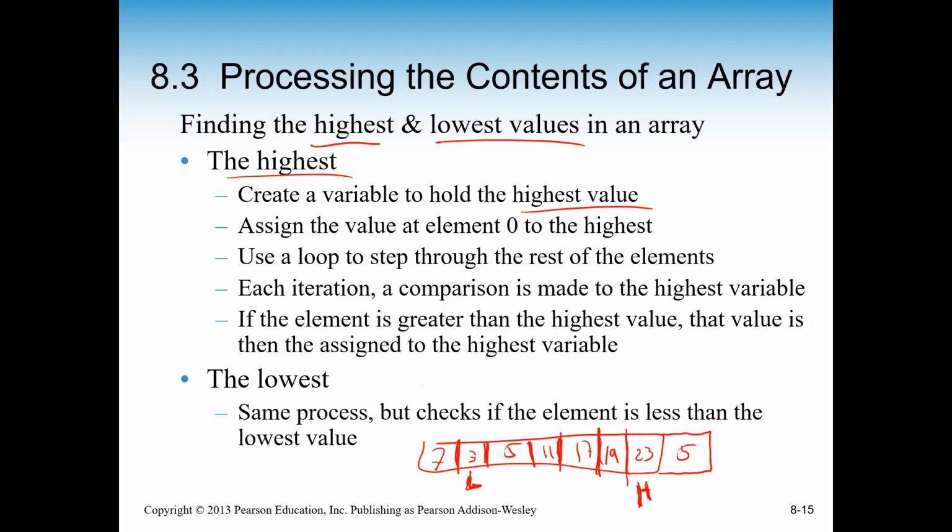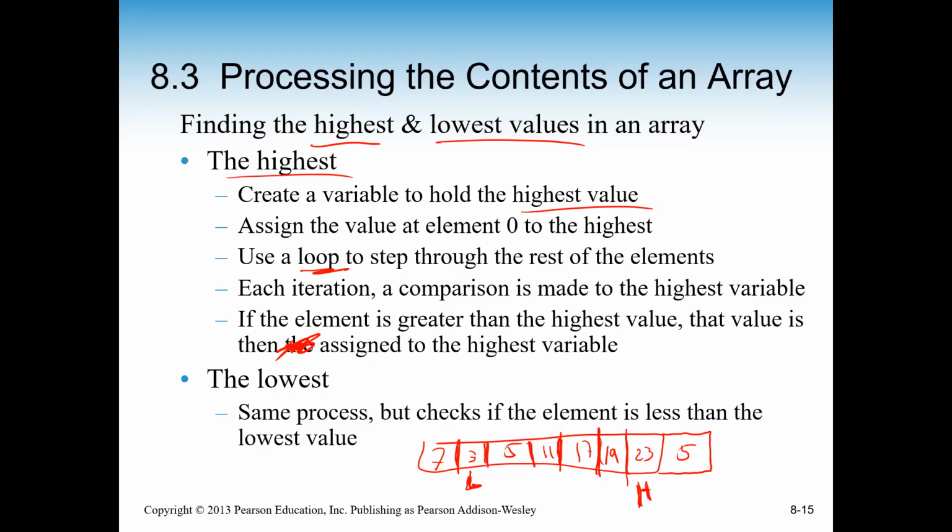But in this example, you assign the value at element 0 to the highest. That's what I just said, right? So 7. We'll need to write some code to do that. And then we're going to use a loop to step through the rest of the elements. Notice, those loops are very handy for just about anything. Each iteration, a comparison is made to the highest variable. If the element is greater than the highest value, that value is then assigned to the highest variable.